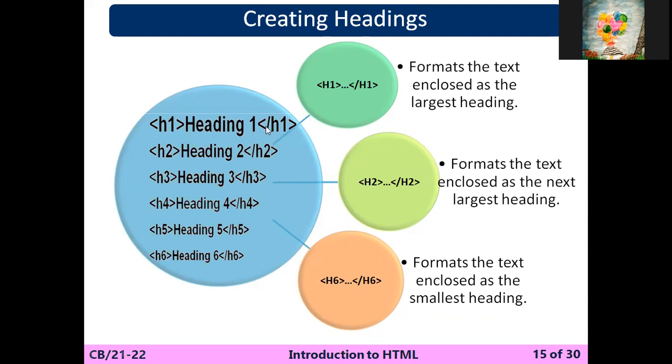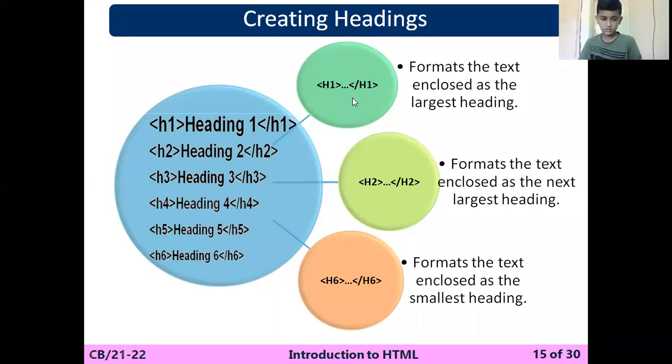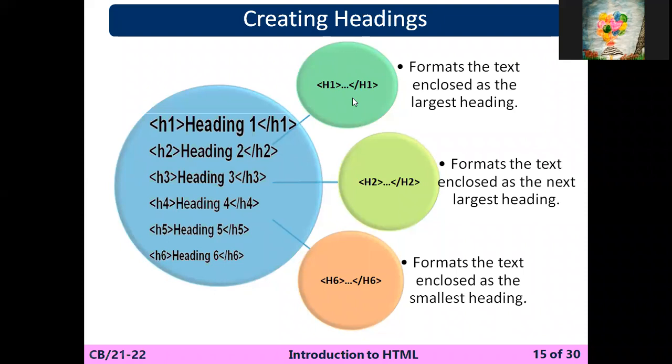So what is the type of the tag? If the tag has an opening and closing, slash means closing, this is called the paired tag. Remember, you will have to remember this word until the end. If the tag has an opening and closing tag, meaning a pair of tags, that is called the paired tag.